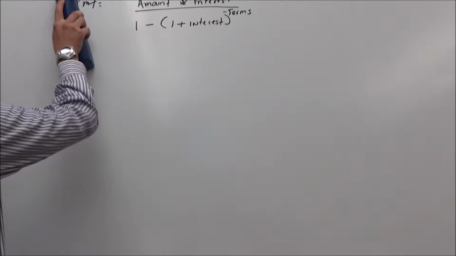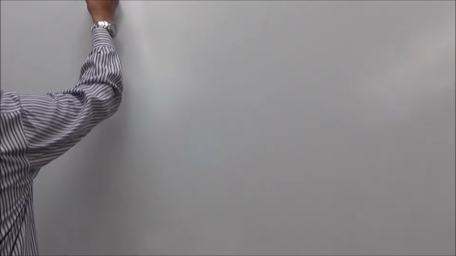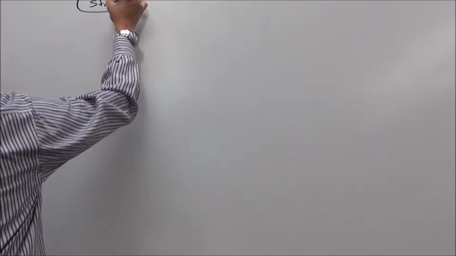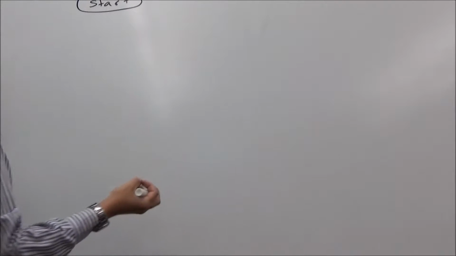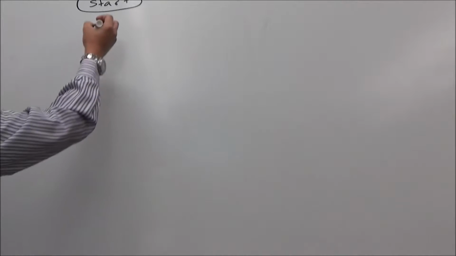So we can rewrite our program. I'm going to make pictures. I'm going to make a start. So we need the 3 variables. The inputs are the loan amount, the interest rate, and the number of payments, and the output was the monthly payment, right?